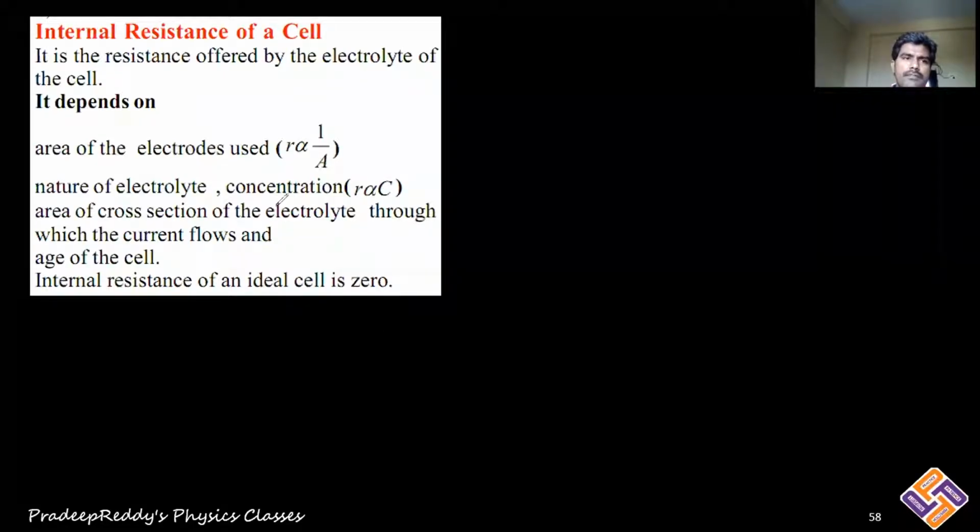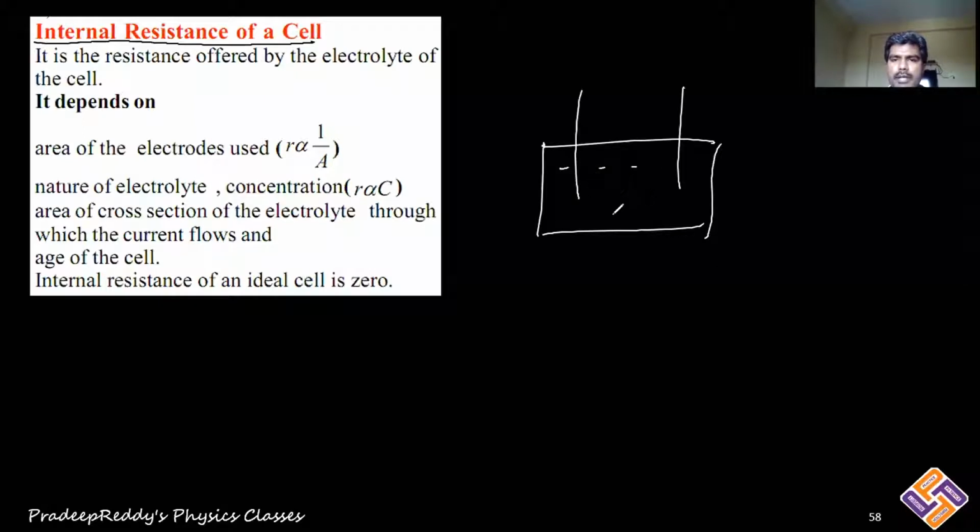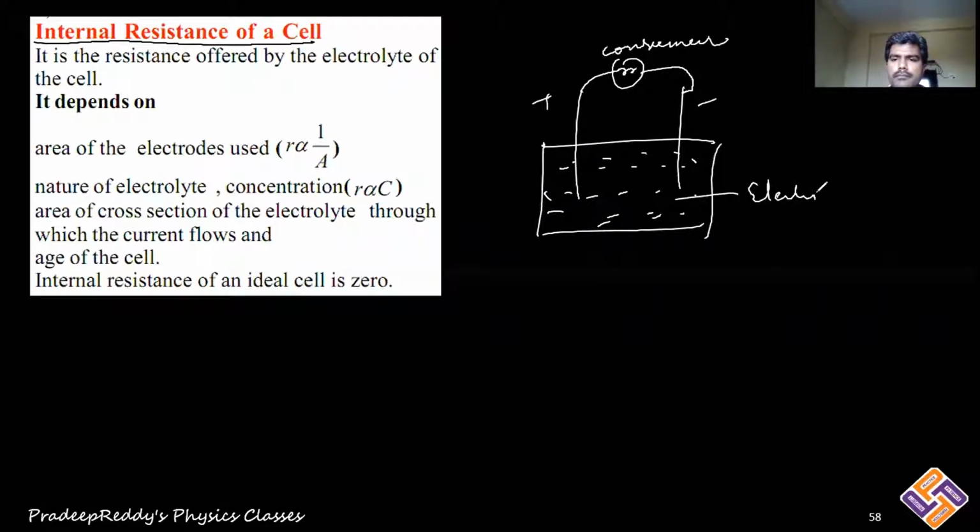Internal resistance of the cell. This is one more thing which you need to learn concerned with electric cells. As we know, whenever we are dealing with an electrolyte, like we have an electrolytic solution in which there will be two terminals. One is the positive terminal and the other one is the negative terminal. You will be connecting these two terminals along with some bulb or a resistor, anything. Here it is the consumer. And this is the electrolytic solution. This is the electrolyte and these are the electrodes.